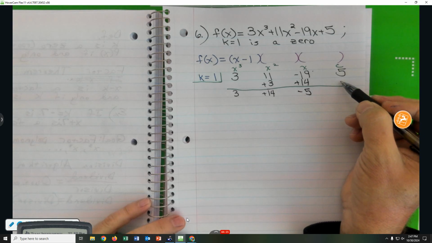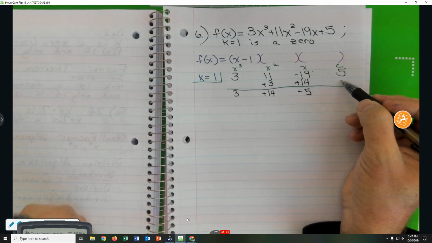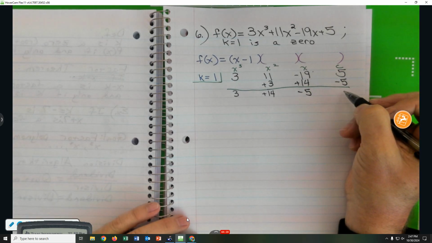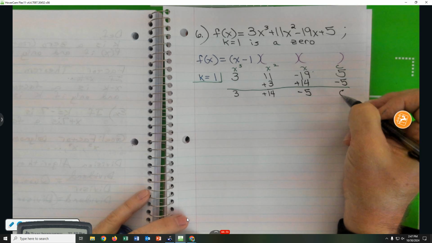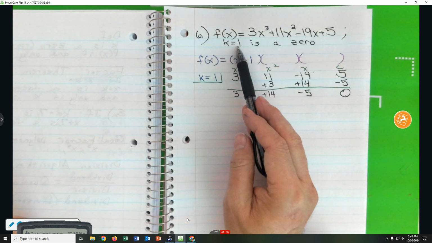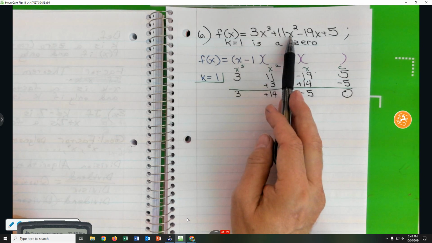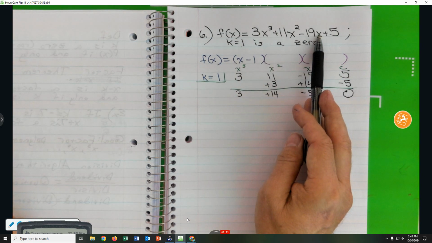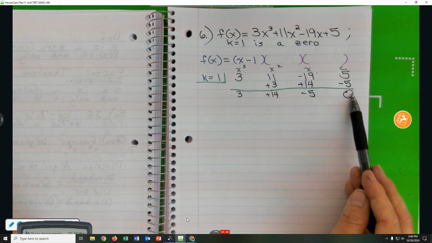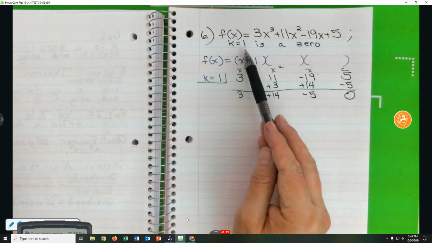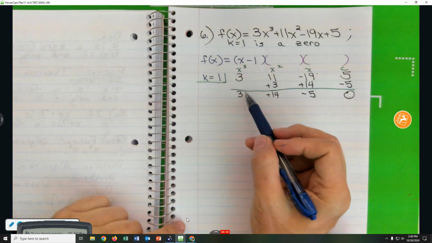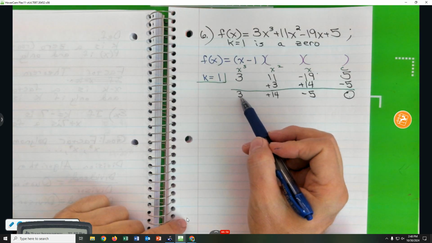What am I going to have here? Negative 5 times 1, I agree, is a negative 5. What are we getting as the remainder? And that's not surprising. It has to be 0, because if k is a 0, that means when you plug it in and simplify, you get 0, and remember the value of the function equals the remainder. So that's not surprising. When we said k equals 1 is a 0, we knew the remainder would be 0. So what's the variable part on this 3 here?